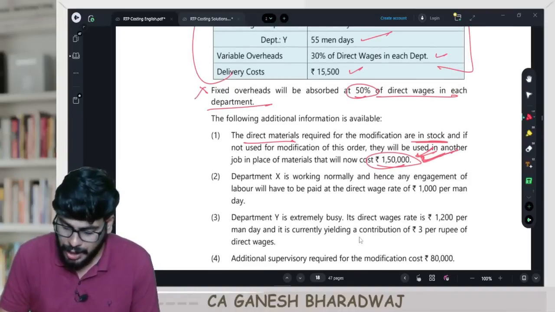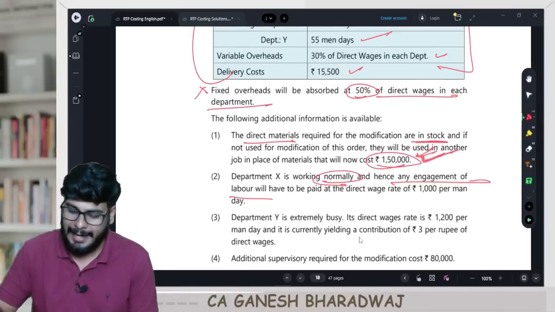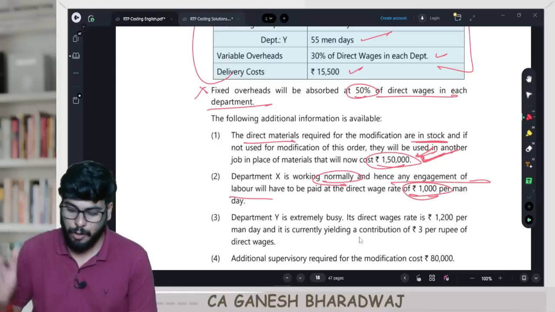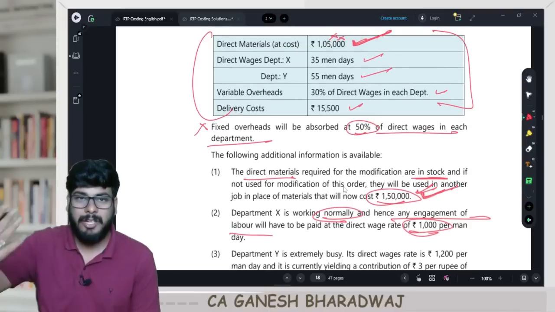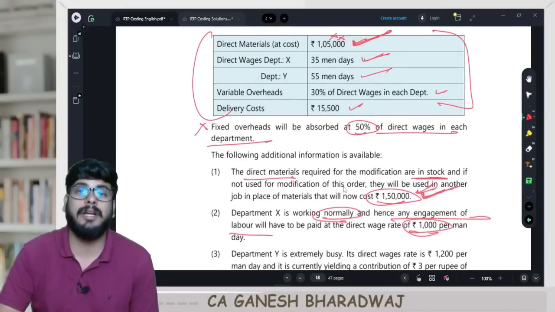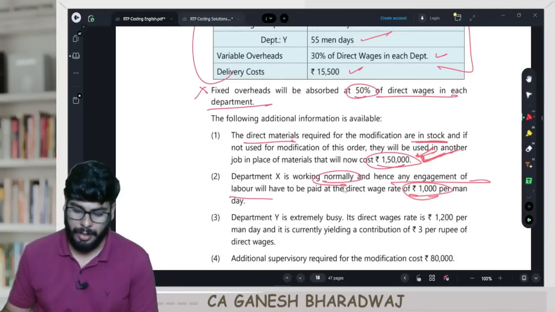Department X is working normally and hence any engagement of labor will have to be paid at a direct wage rate of 1000 rupees per man day. Perfect, right? So for me to make these modifications, I need 35 man days in department X. So 35 into 1000 I will have to incur.